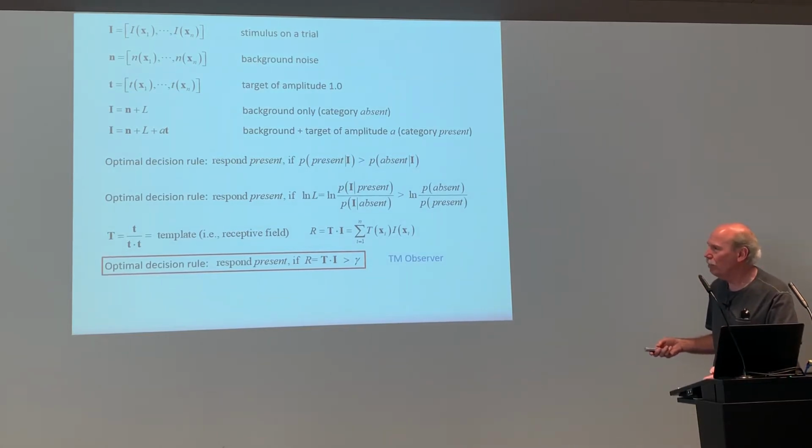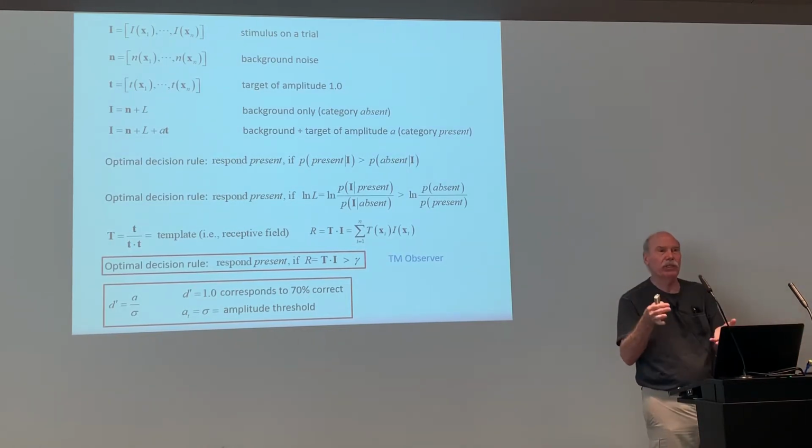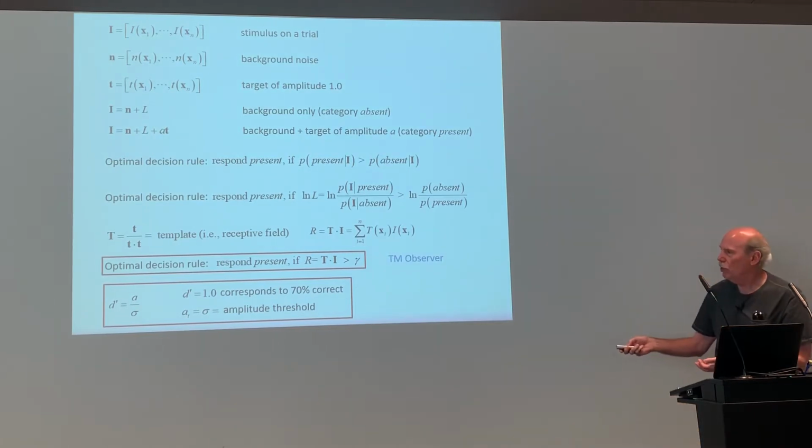And how good is that performance? Well, there's this quantity d prime, it's just the signal to noise ratio, and it basically says how detectable the target would be. And what does that mean? A d prime of 1 would correspond in this task that we're in right now to about 70% correct. Okay, that's how accurate it would be. And so if you make that amplitude larger relative to the standard deviation, then your d prime will go up, and your percent correct will go up accordingly, and so on.